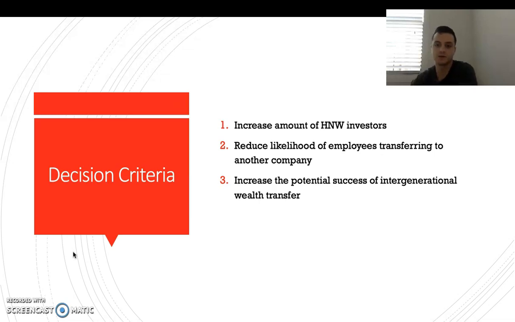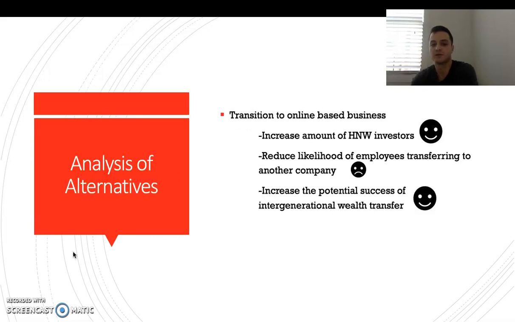So that's one decision criteria. Another one is to reduce the likelihood of employees transferring to another company, because they've seen that this is something they've worried about, because there are companies that have guaranteed pay once you get to a certain level, once you're close to retirement. And then the increase of potential success of intergenerational wealth transfer, which I mentioned earlier, was something that stuck out to me.